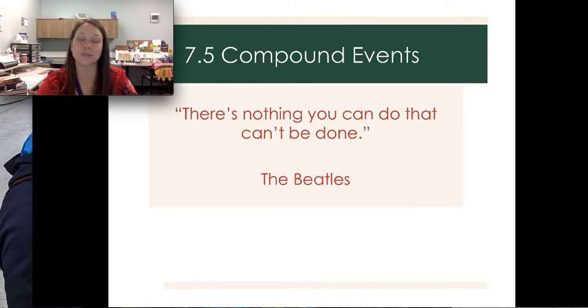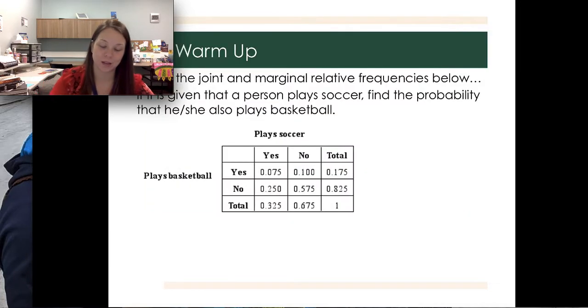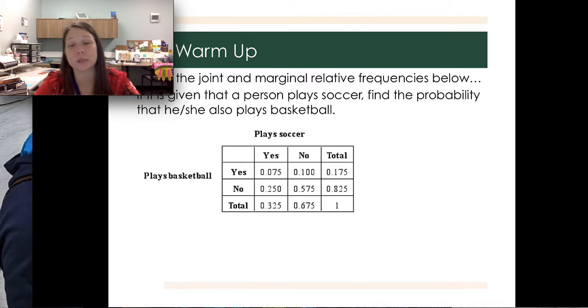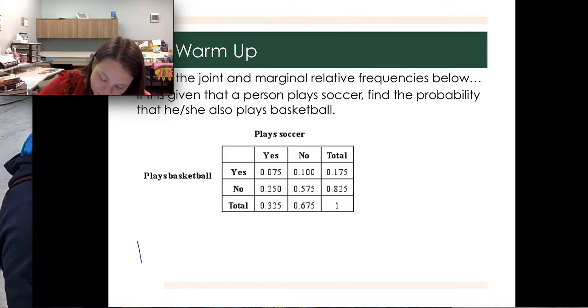Hi, ladies and gentlemen. So now we're looking at 7.5 compound events, and this is our last lesson of Unit 7. So here's a warm-up problem with a joint marginal relative frequency two-way table below, and it says if it is given that the person plays soccer, find the probability that he or she also plays basketball. So what's given to us is that they play soccer, and what we're finding the probability of is if they play basketball.